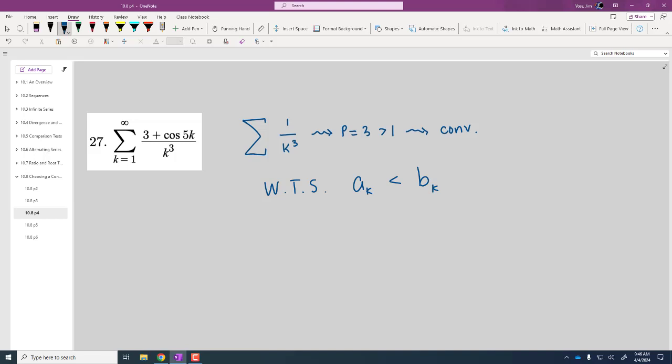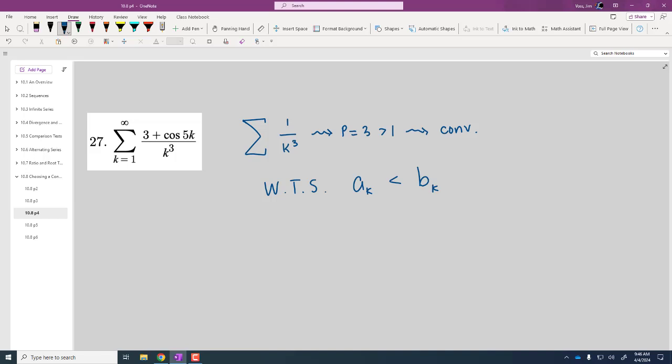Will we be able to show that here? No, we can't show that here. Because if we think ahead, if we were trying to show that this a sub k is smaller than this b sub k, it's not true, because this numerator is bigger than that numerator. So here's where we have to be clever. We could say, oh, it fails, let's go to the limit comparison test. We could do that, that's totally fine.